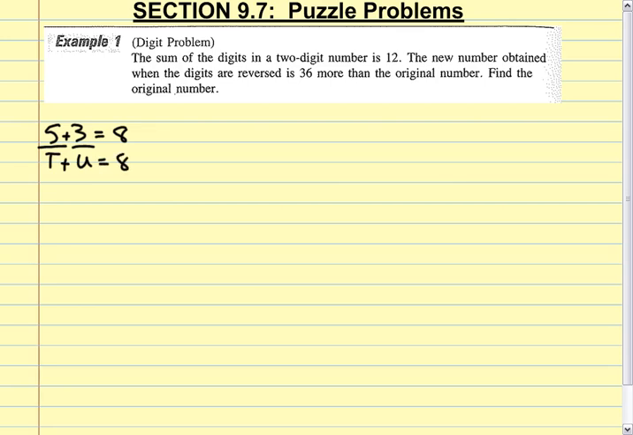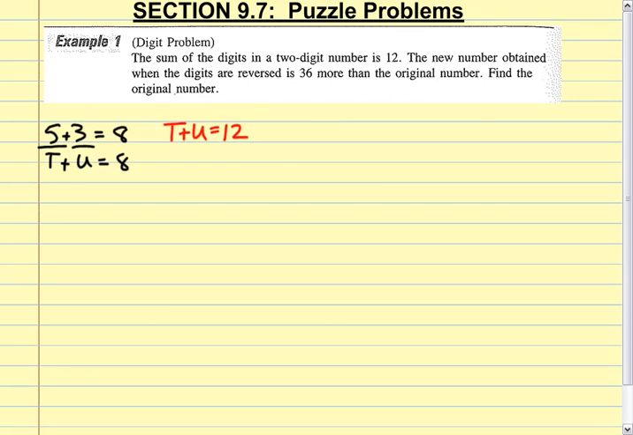Well, what this problem is saying is, I've got a 2-digit number, I don't know what it is, but when I add the 2 digits, t plus u, I get 12. Okay. Fair enough. I mean, that's easy enough to see. That's what I got over here.